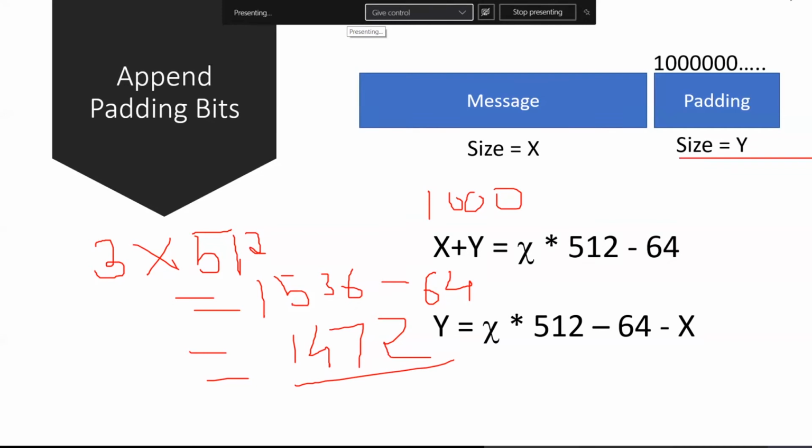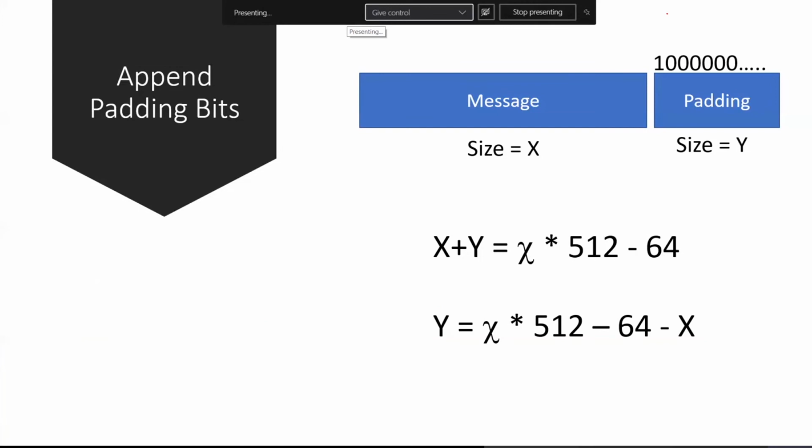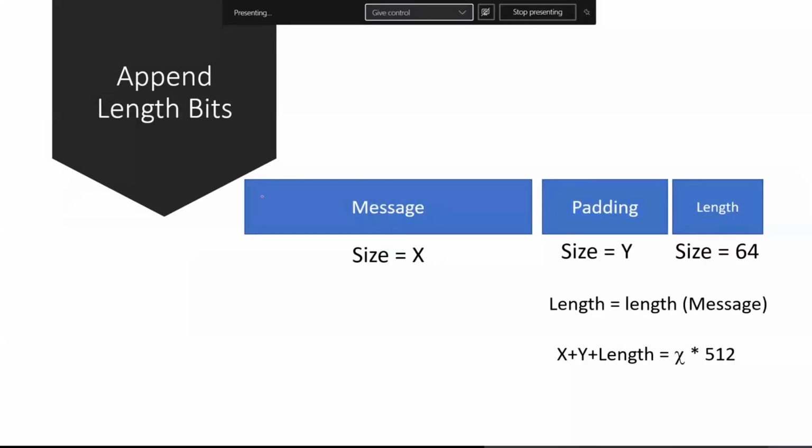Now, out of these 472 bits, the first bit will be 1, and the rest of the 471 bits will be zeros. We have constructed this particular block. After padding, we have constructed this particular block.